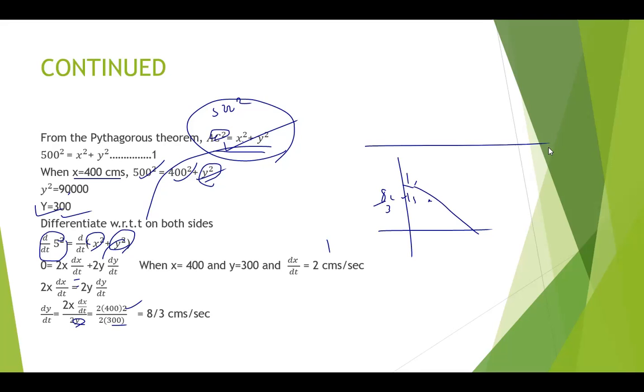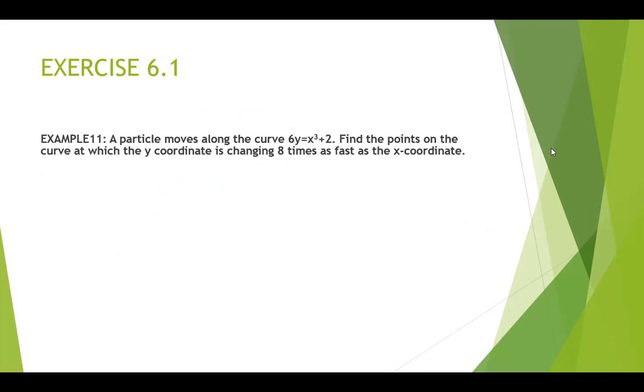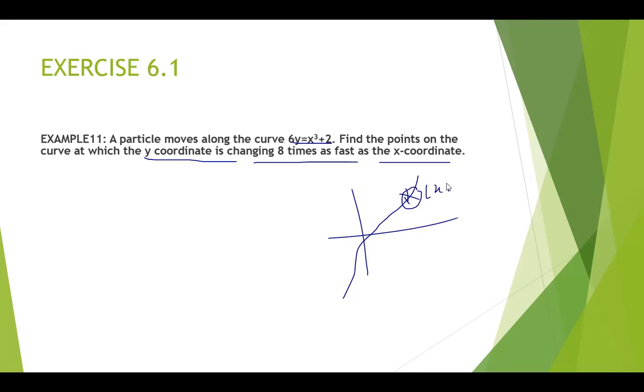Okay. Now, I consider one more example. This is also an important example. A particle moves along the curve 6y is equal to x cube plus 2. Suppose x cube plus 2 is a curve like this. The point on this curve is increasing at some rate. Find the points on the curve at which the y coordinate is changing 8 times as fast as the x coordinate. Suppose the coordinates of any particle on the curve is x comma y. Y coordinate is changing 8 times as fast as the x coordinate. They have given dy by dt is 8 dx by dt.